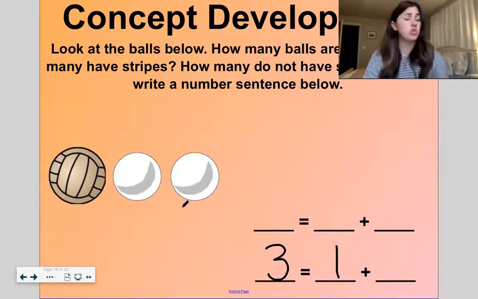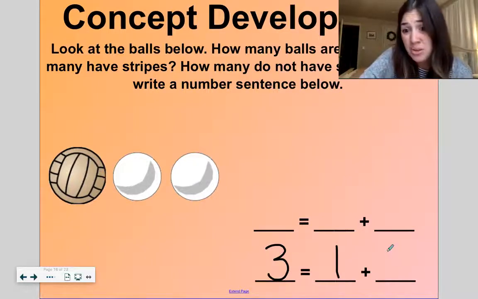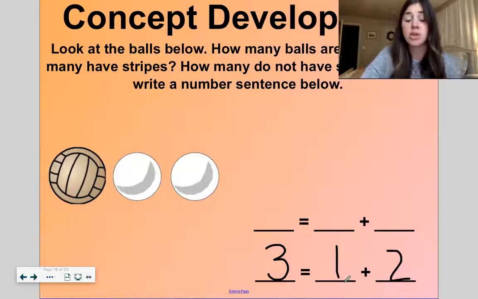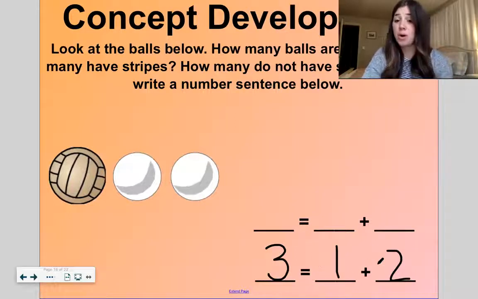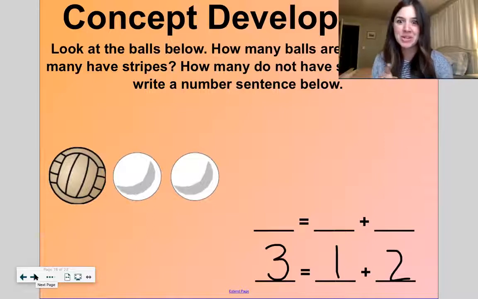How many balls do not have stripes? 2. So that would be our number sentence. 3 equals 1 and 2. 1 ball with stripes, 2 balls without stripes equals 3 total balls. That is our number sentence. Those are our hidden partners of 3, 1 and 2.